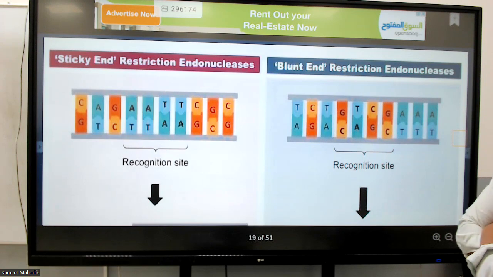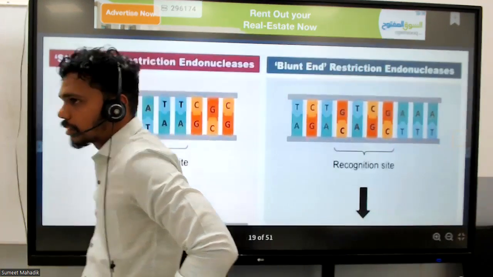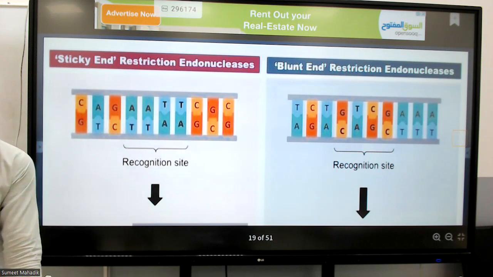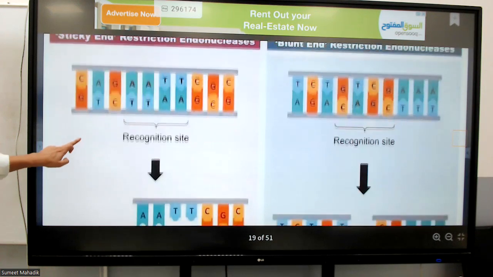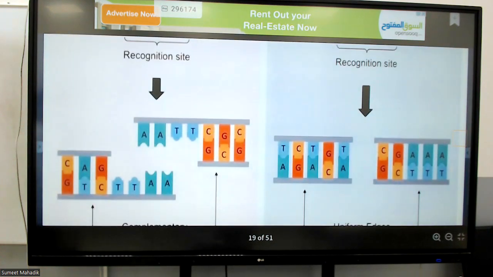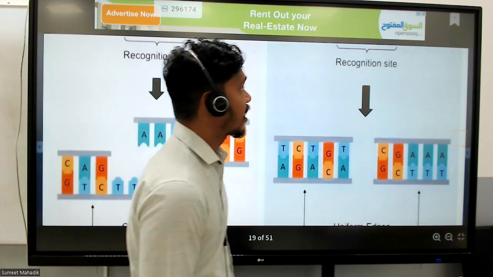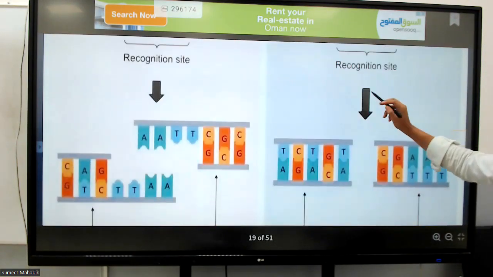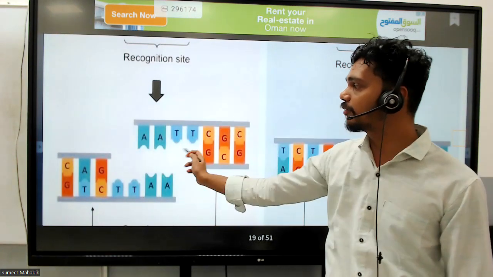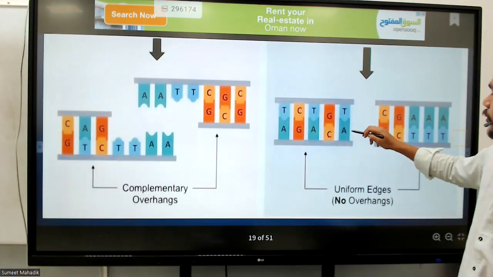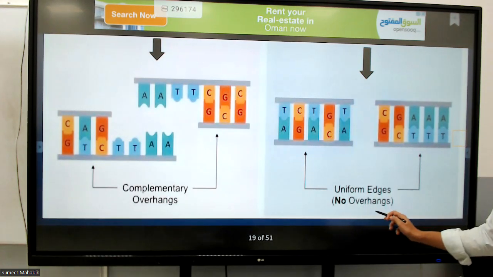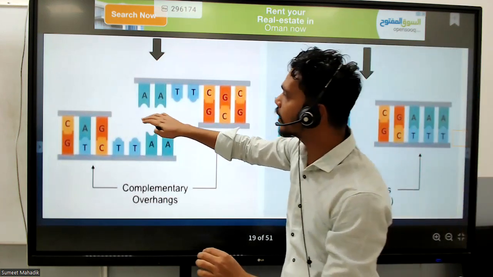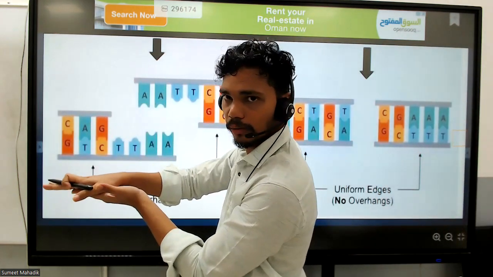Sticky ends and blunt ends. What is the difference between a sticky end and a blunt end? Sticky ends have an overhanging sticky material. It is very difficult for the blunt end to cut at the recognition site. But in the case of sticky ends, it is very easy. You can directly incorporate. But blunt ends have uniform edges, no overhang. You can't keep it like this over here on the blunt end. But in the sticky end, you can cut a little part, and you can stick it in order.